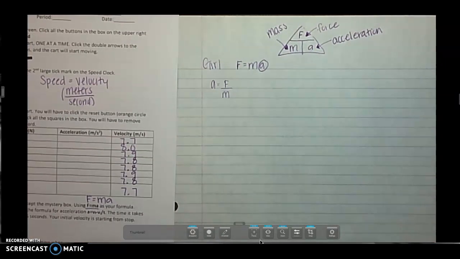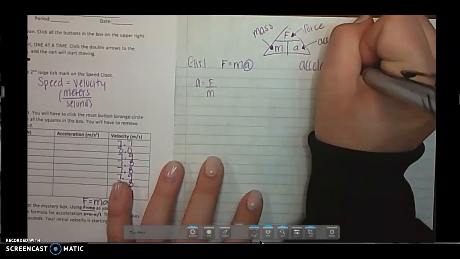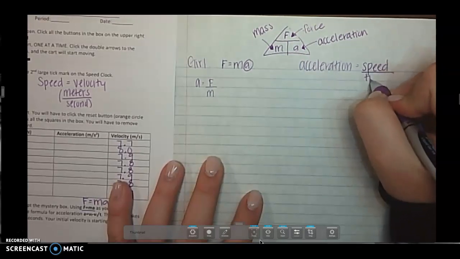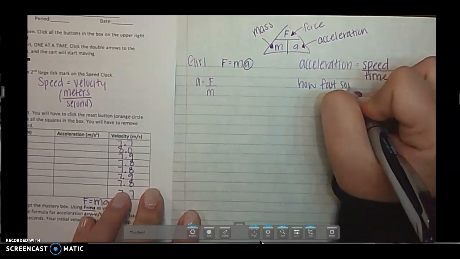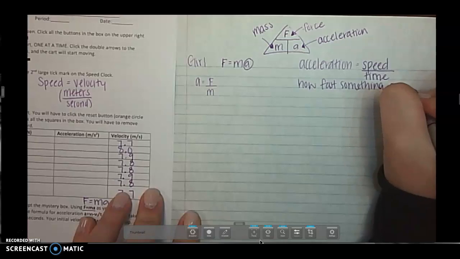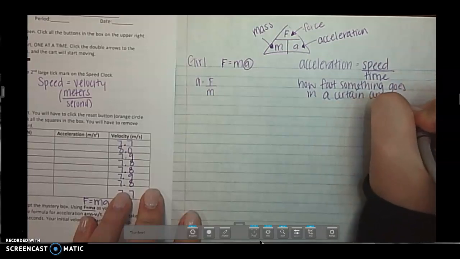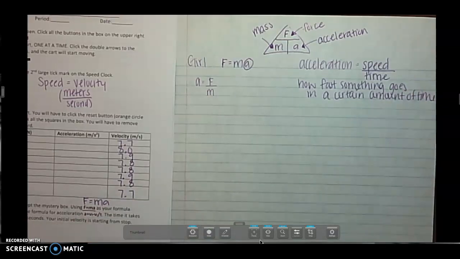Now, acceleration is something that we also need to know. So I need you to write down acceleration equals speed over time. So that basically means how fast something goes in a certain amount of time. So if you said, I was traveling to the beach and we went 60 miles per hour, and it took us 2 hours to get there. Well, then we could calculate your acceleration based off that because you gave me speed and how long it took you to get there.